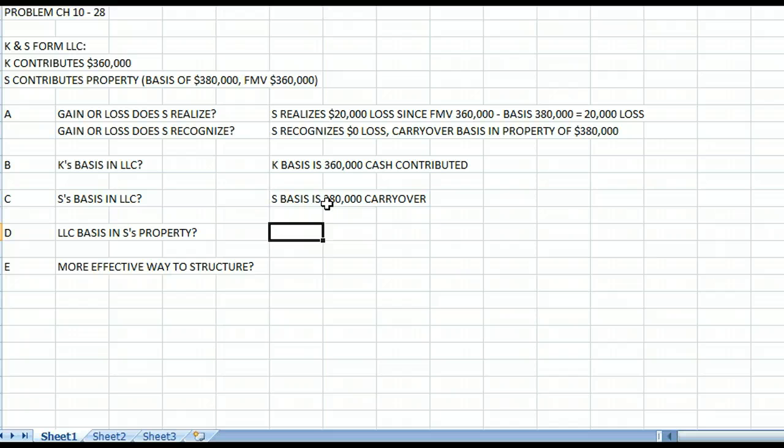All right, next it asks us, what basis does the LLC take in the property transferred by S? The LLC is also going to get the carryover basis. So the LLC's basis in the property is the $380,000, the carryover. So here again, no gain or loss, in this case a loss, is recognized.